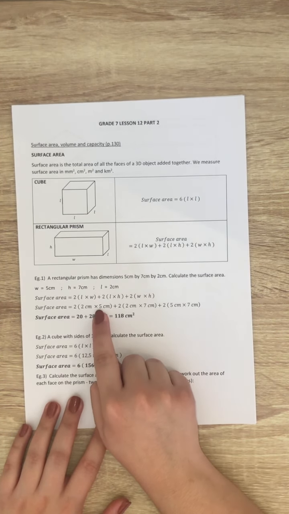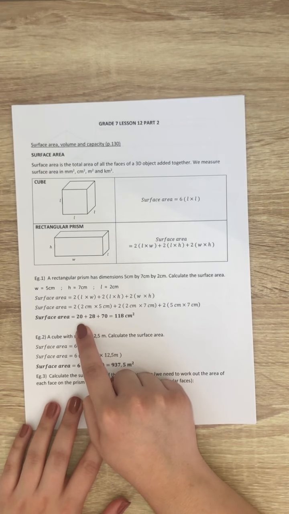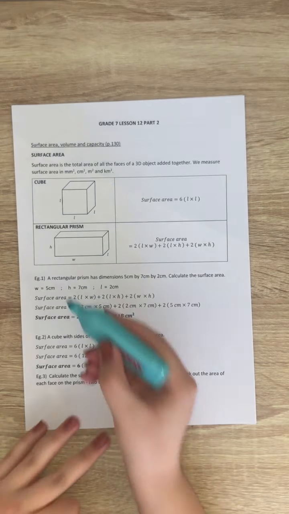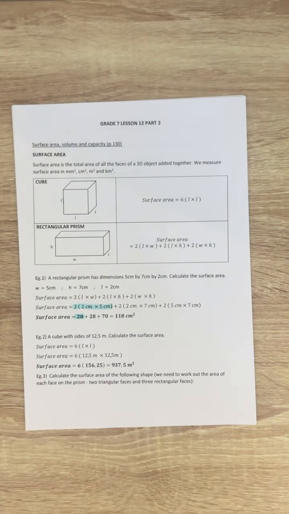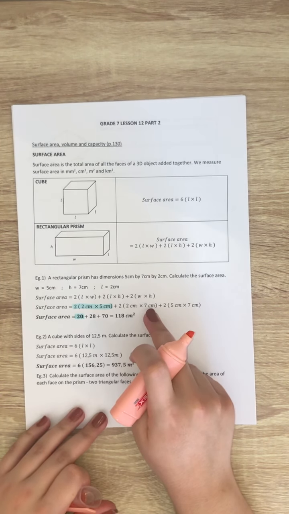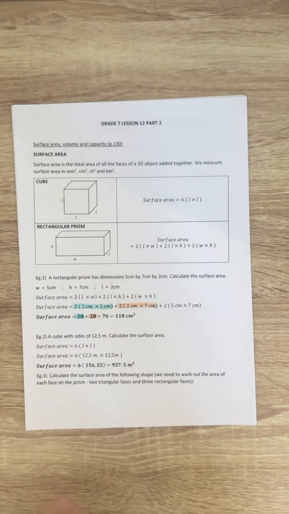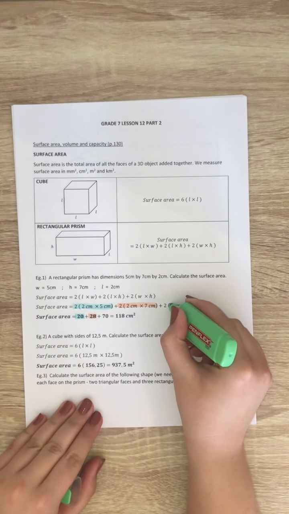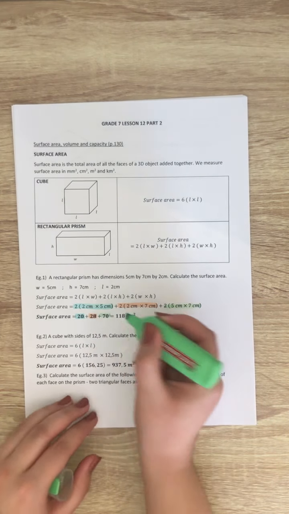So I said 2 times 5 is 10, and 10 times 2 is 20. So if it helps you, let me highlight here. So that first bracket is 20. Then the second one, 2 times 7 is 14, times 2 is 28. And the last one in the brackets, remember brackets always come first. 5 times 7 is 35, times 2 is 70.